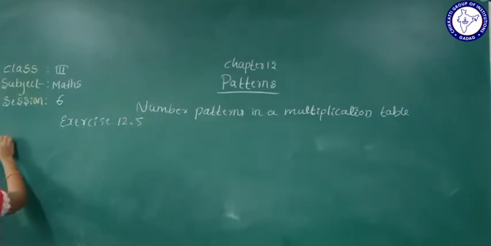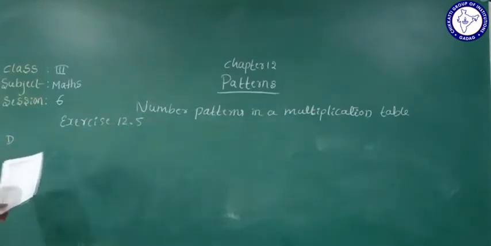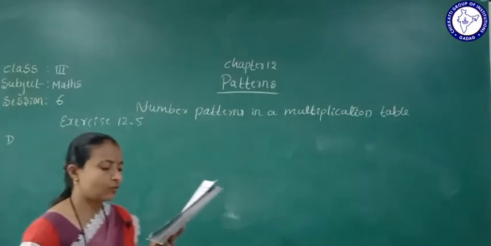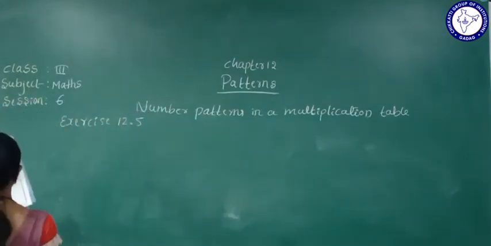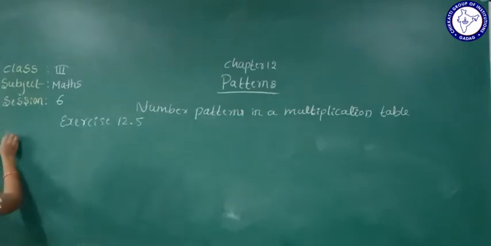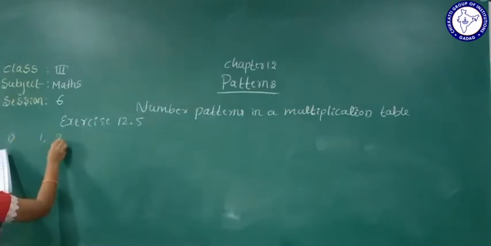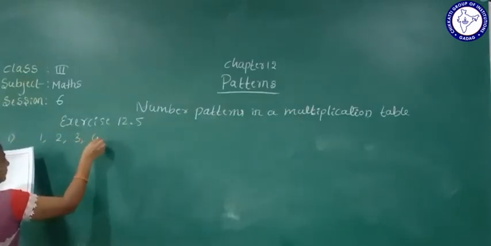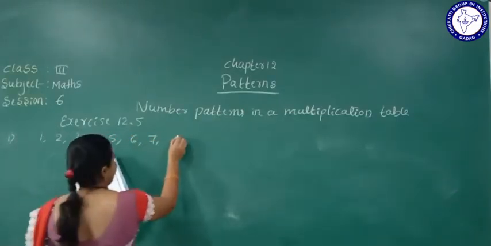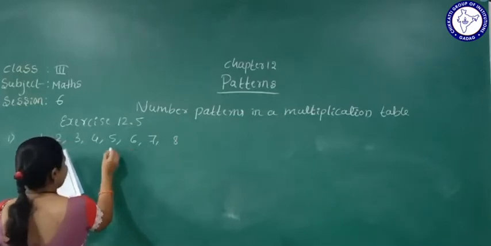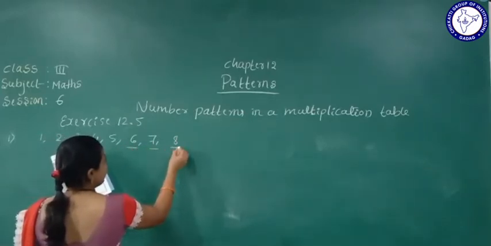Here they have given different patterns obtained from the multiplication table. First one: the question is 1 2 3 4 5 6 7 8, so up to 5 is given here. This is fill in the blanks.